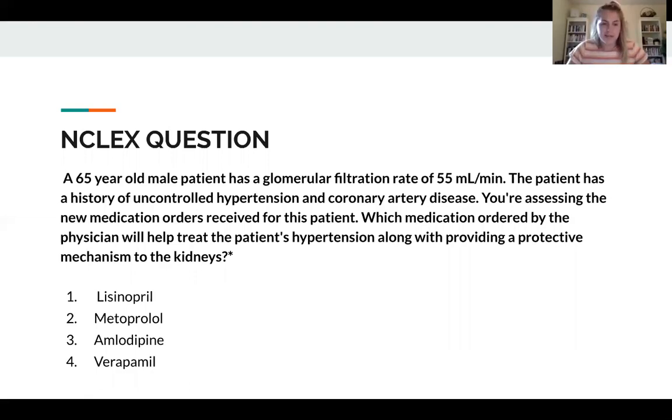And here's the fourth NCLEX question. A 65-year-old male patient has a glomerular filtration rate of 55 milliliters per minute. The patient has a history of uncontrolled hypertension and coronary artery disease. You're assessing the new medication orders received for this patient. Which medication ordered by the physician will help treat the patient's hypertension along with providing a protective mechanism to the kidneys?